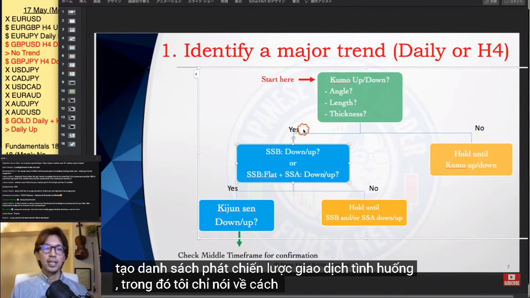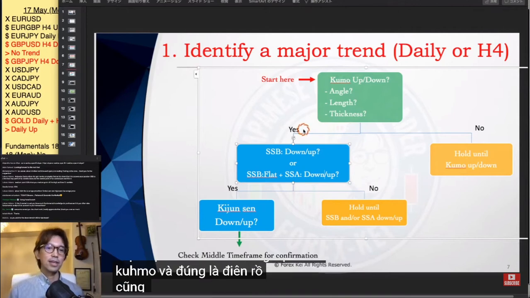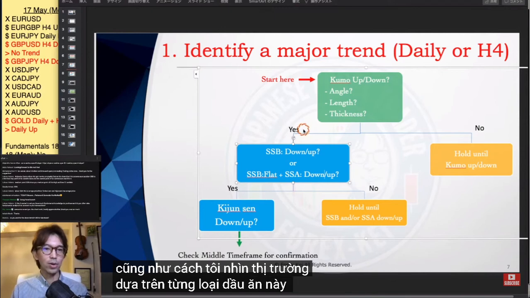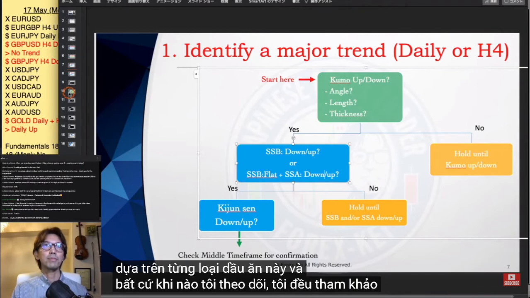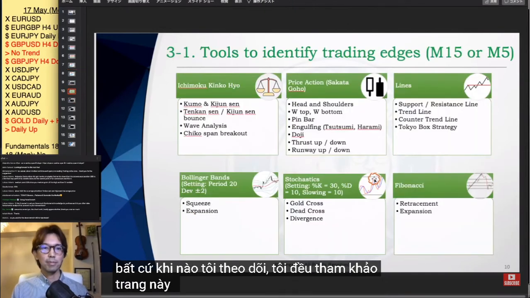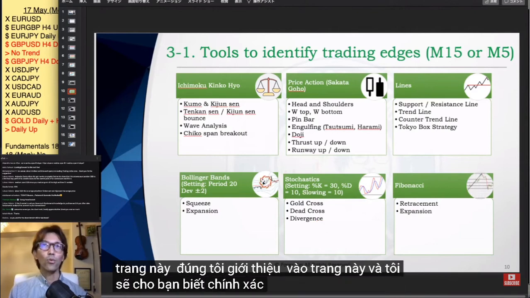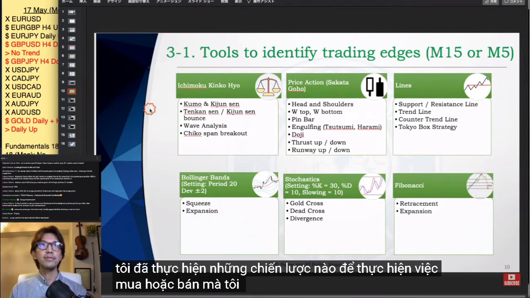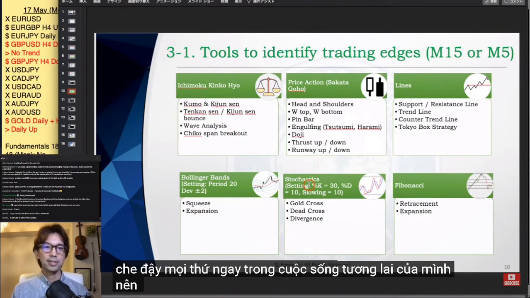I only talk about how I actually capture the trend based on the Kumo and Kijun-sen, and also how I look at the market based on this Ichimoku Kinko Hyo. Whenever I take trades, I refer to this page, and I will let you know exactly which strategies I used to take that buy or sell. I will cover everything in my future lives.